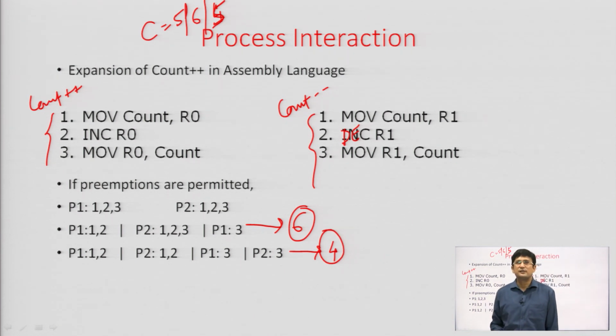So, whichever process finishes first is updating the value of the count, and there is a race between the two processes to access the count variable. So, there is a race condition here.